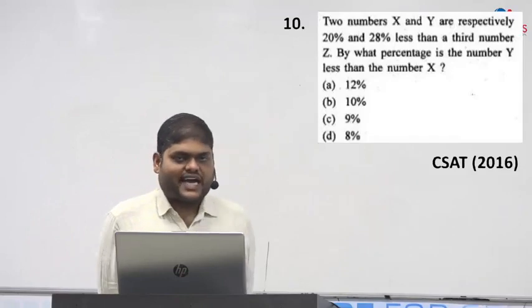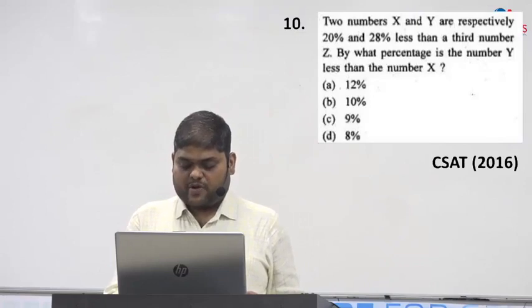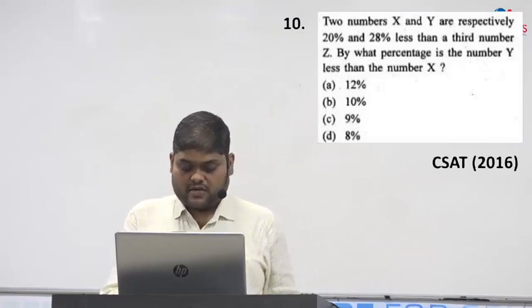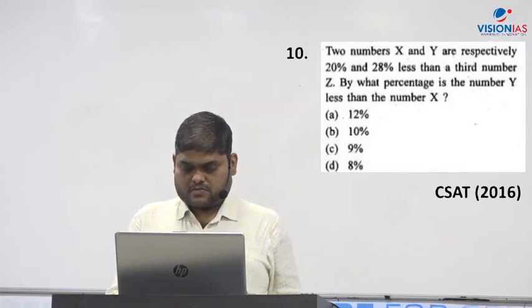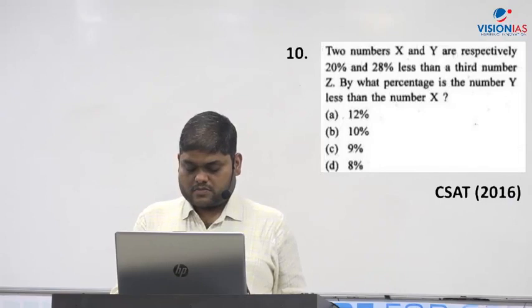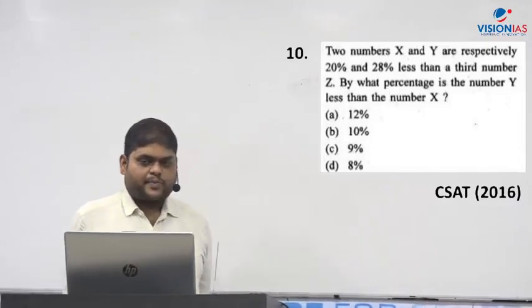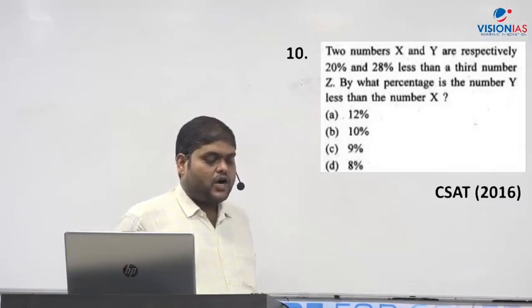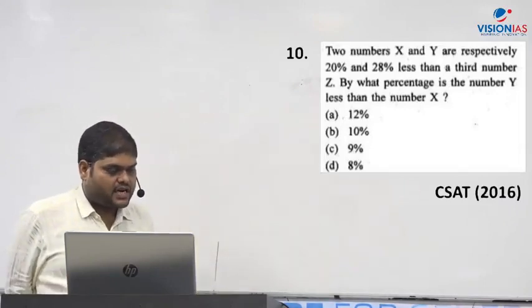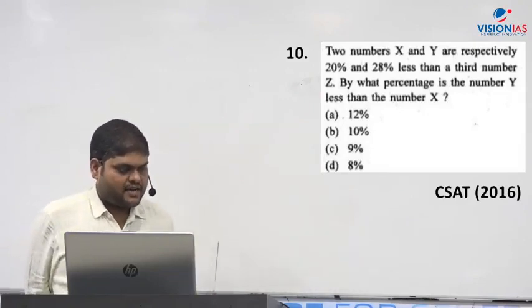This is an actual CSAT 2016 problem. Two numbers X and Y are respectively 20% and 28% less than a third number Z. By what percent is number Y less than the number X?